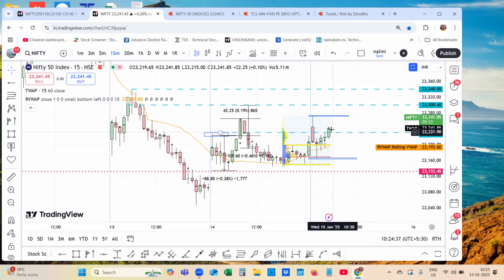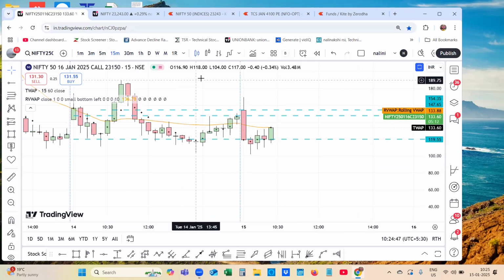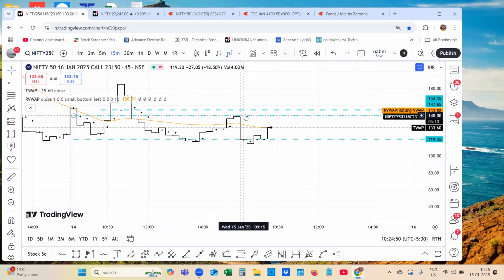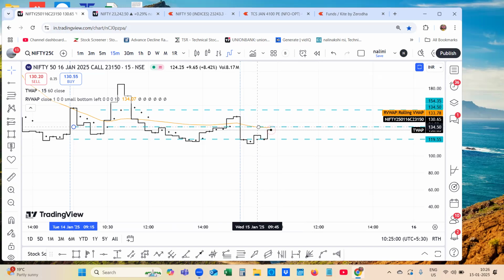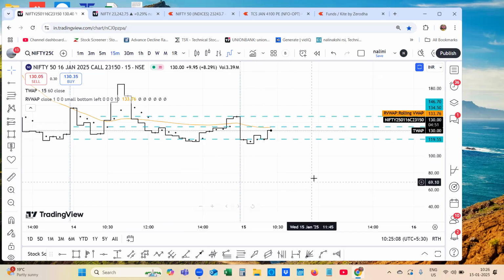Now the price is popping up and the 23,150 call option is around 130. And there is a price TWAP gap. Let me change it, the TWAP gap is around 148. It may fill the gap. It may fill this gap first to 134 and the next gap is around 146. So this is an initial commentary on what is happening in the market.